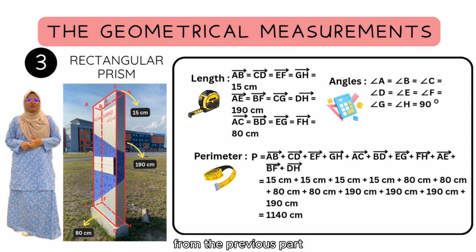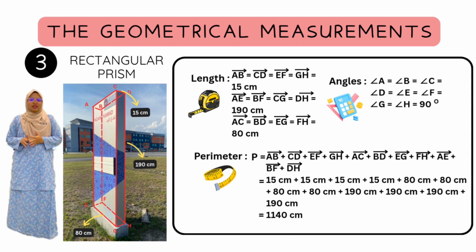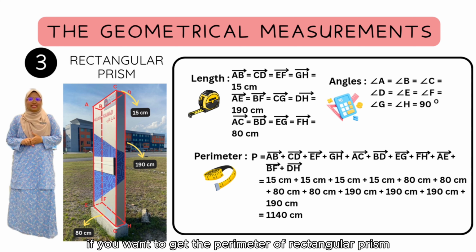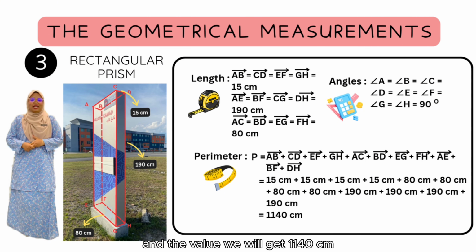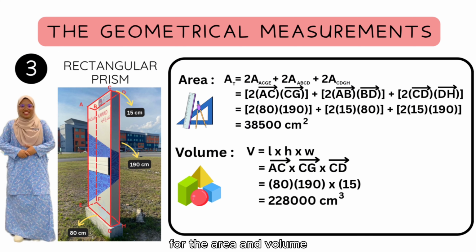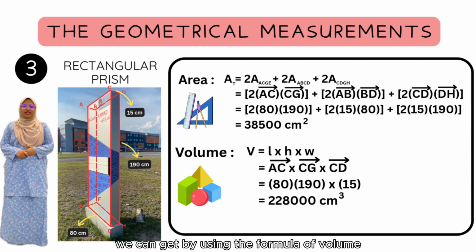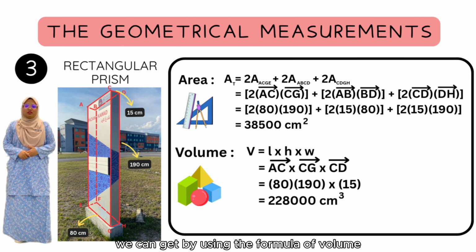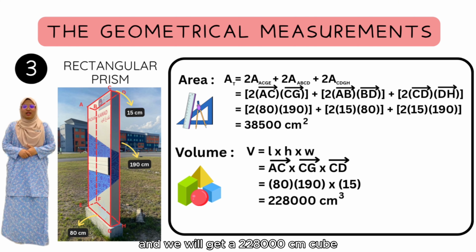From the previous part, we already calculated all of the length, angle, and also the perimeter. For example, if you want to get the perimeter of the rectangular prism, we can calculate it by adding all of the sides, and the value we will get is 1,140 cm. For the area and volume, area we already discussed before, and for volume we can get it by using the formula of volume, which is length times width times height, and we will get 228,000 cm cubed.